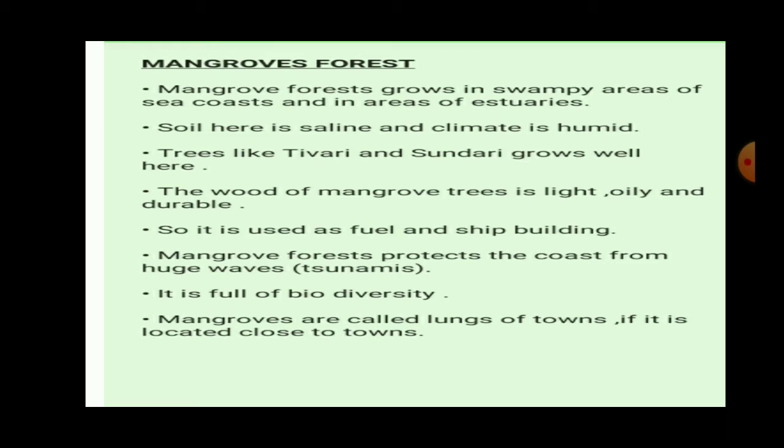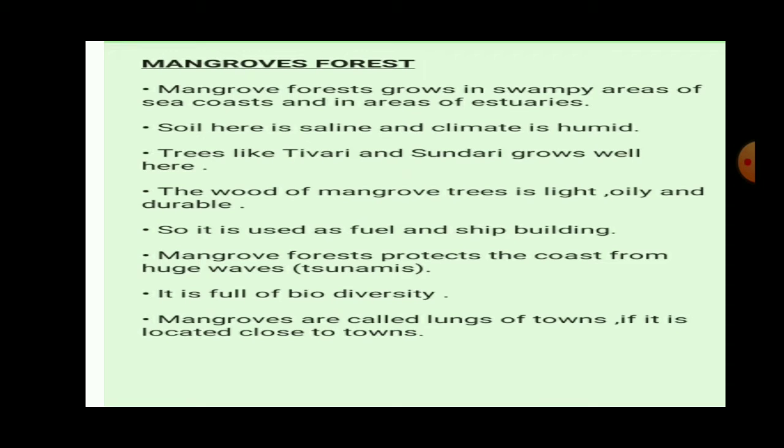Trees that you can find here are the Tiwari and the Sundari type of trees. The wood of this tree is light in weight, so it can be used for making ships. It is oily, so it can be used as fuel. This wood is long lasting, that is, it is durable. So the wood of the mangrove trees is light, oily and durable, so it is used as fuel and in shipbuilding.